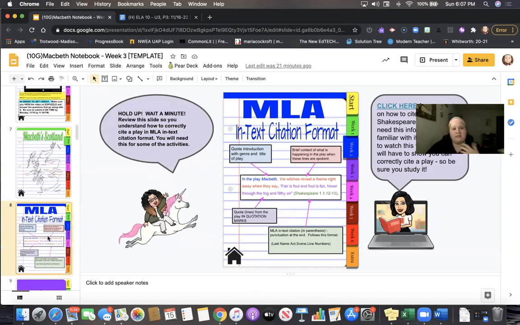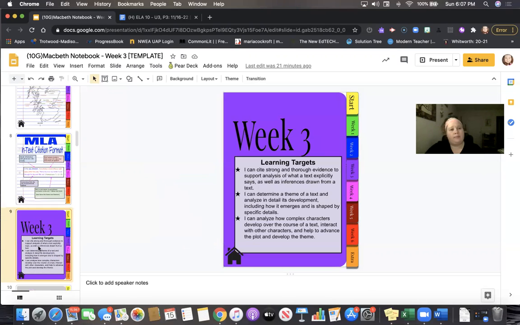The next slide, it's the same as last time. Here's how you do MLA in-text citation format for when you pull the line from the play. So it's right there, okay? It's the same thing. You don't have to do anything, but you need this knowledge. And yes, when we grade, we are looking, did you cite it correctly in the right format? If you didn't, we're going to say you need to go review this slide. Okay, that will deduct points.